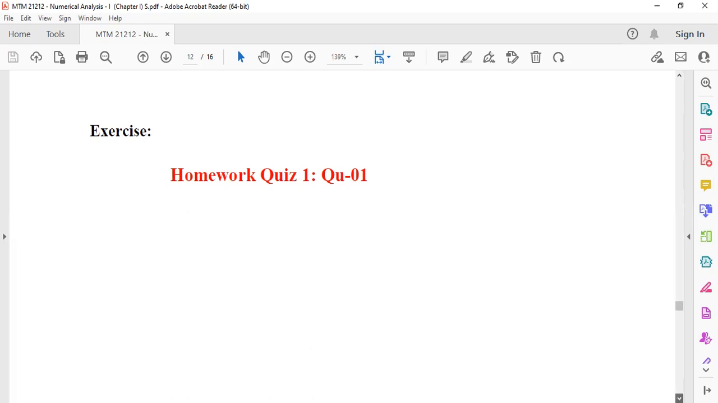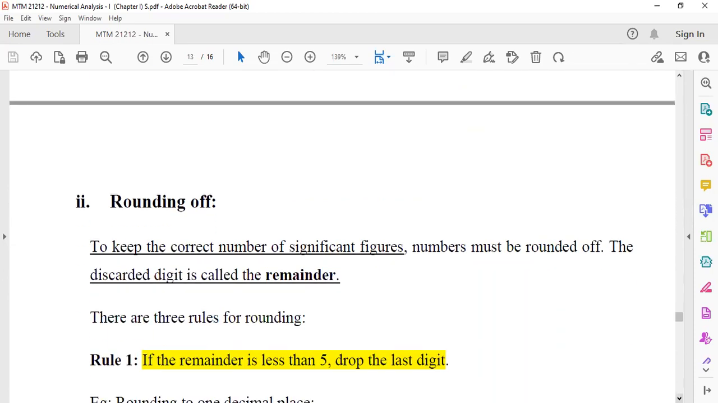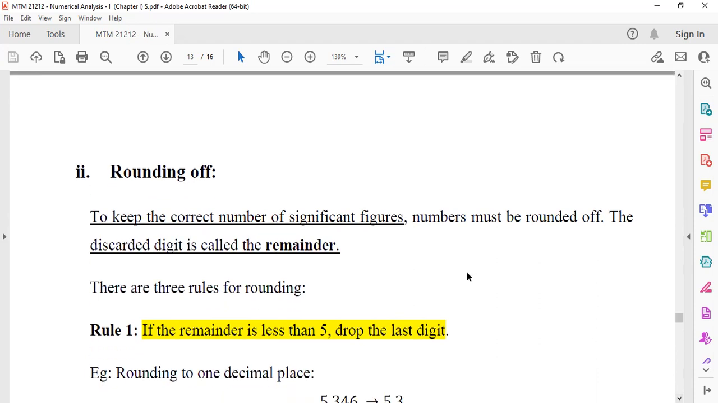Okay, so let's continue our things. Likewise the chopping off, the computational error. Next one is rounding off. This is very familiar for us even from the school level. So let's see that one. Next one is rounding off, under the computational error.